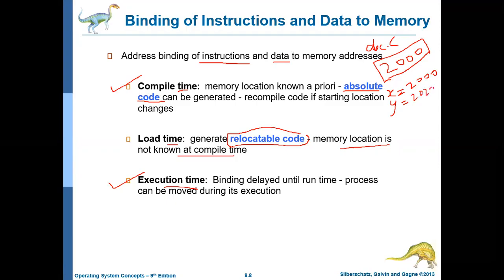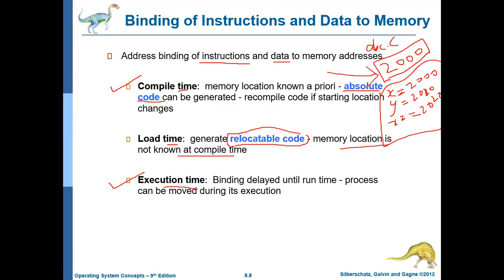Okay, and for y it will create 2000 plus 10, that is 2010, and for x2 it will create an address 2000 plus 20, that is 2020. Because it knows where it should be loaded, the absolute address is created directly at compile time itself.